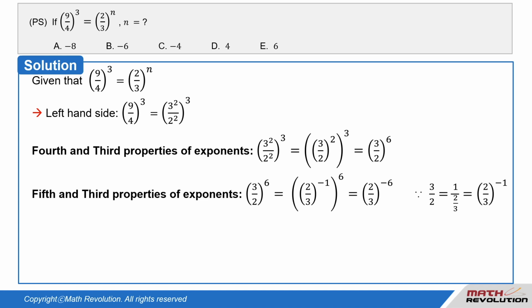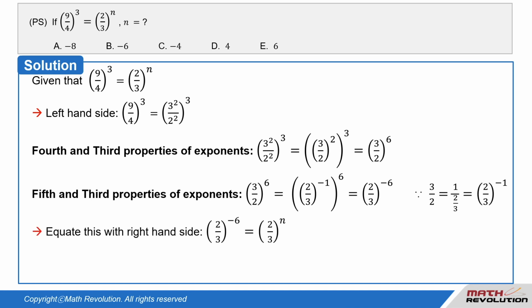Using the fifth property of exponents and the third property of exponents, we can get the reciprocal of the fraction by using a negative exponent. (3 over 2) to the power of 6 is equal to (2 over 3) to the power of negative 1, whole to the power of 6, which becomes (2 over 3) to the power of negative 6, since 3 over 2 is equal to 1 over (2 over 3), which is (2 over 3) to the power of negative 1.